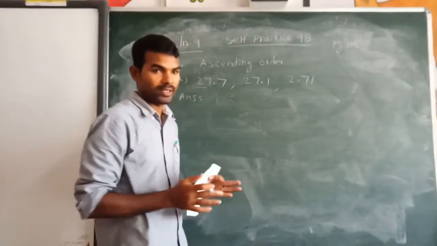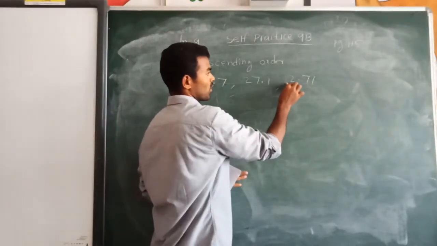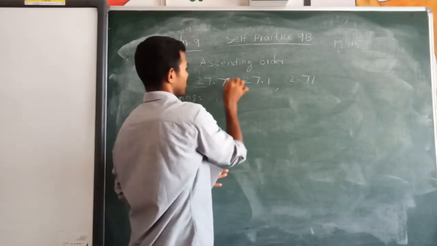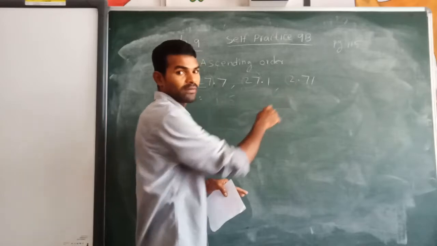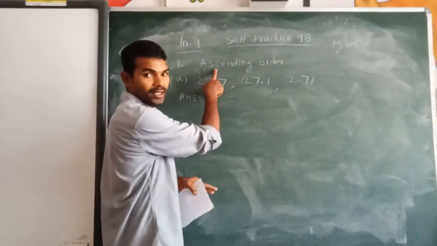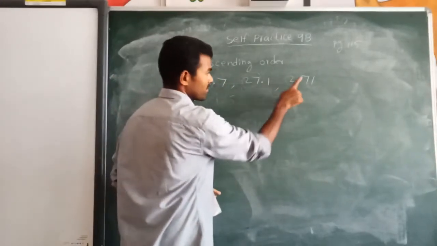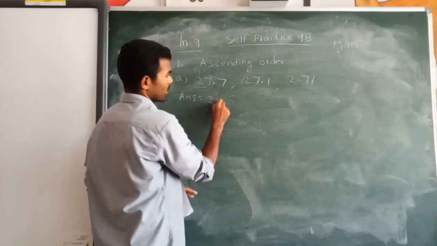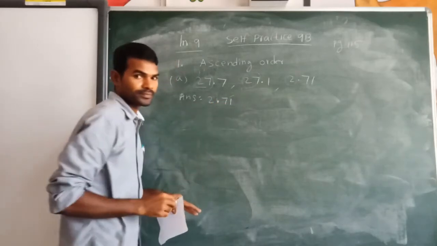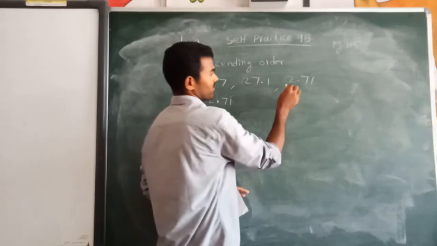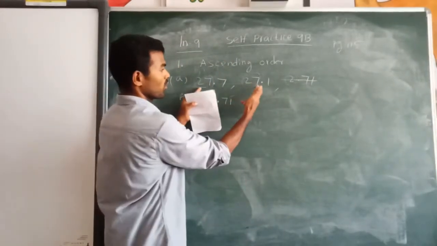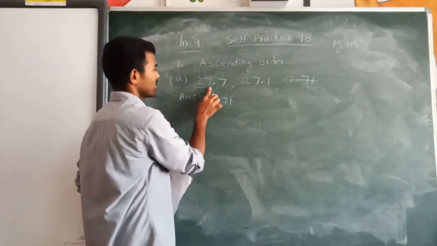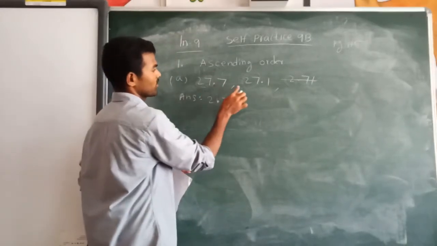First let us compare only the whole numbers. 2 is the small number. We are writing in ascending order, so what is the smallest number? 2.71. Now we have written this number. Next we have these two more numbers, so now let us compare these two numbers.